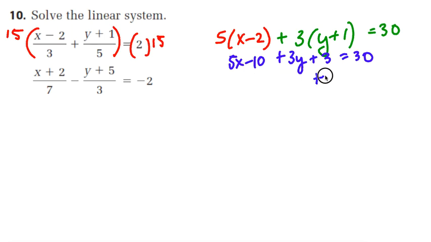So I'm going to add 7 to both sides so that these go away. So one of our equations is going to be 5x plus 3y equals 37.